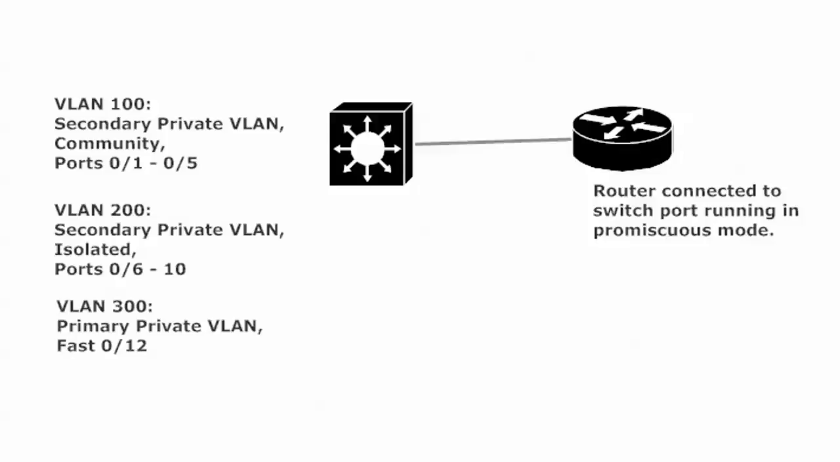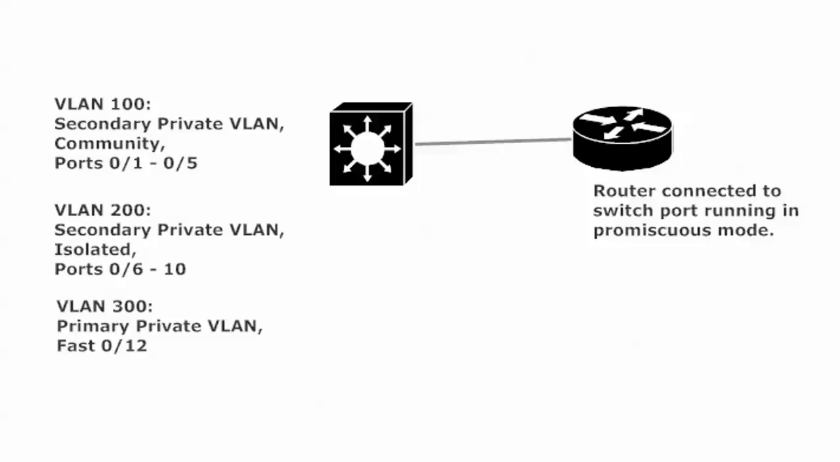To get some experience with these commands and these mappings that we're talking about, we're going to create 3 VLANs from scratch here: 100, 200, and 300. VLAN 100 is going to be a secondary private VLAN of the community sort. We're going to put ports 1 through 5 in there. VLAN 200 is a secondary private VLAN of the isolated kind. We're going to put 5 ports in there just for fun as well. Going to get a little practice with the interface range command there.